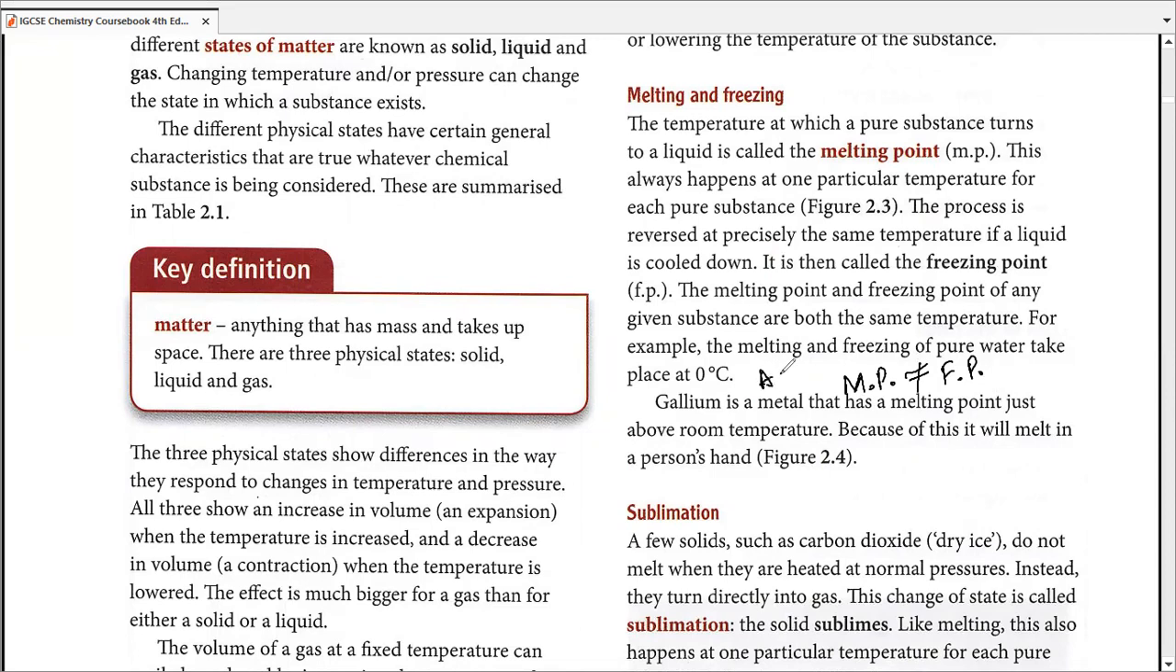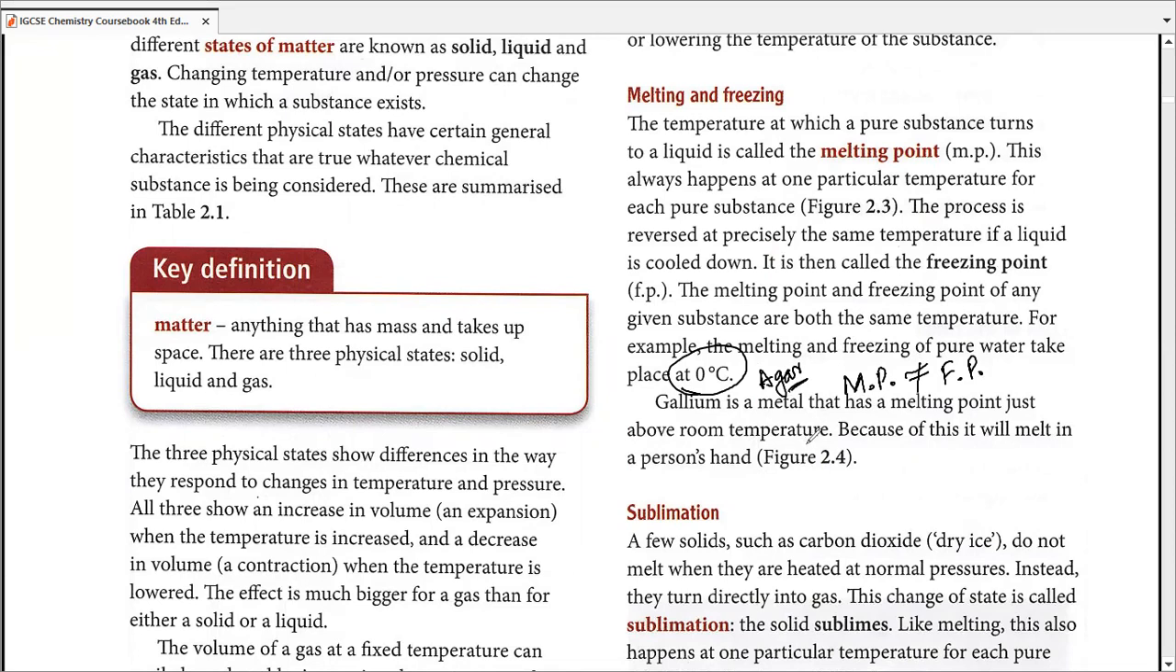For example, I can quote an example of agar-agar jelly. The melting and the freezing point is not the same. For water, the melting and freezing point is the same. For pure water, it's 0 degrees centigrade. The ice melts into water at 0 degrees centigrade, and the water can be frozen back into ice at 0 degrees centigrade. But it's not the same for a few of the substances on the planet.